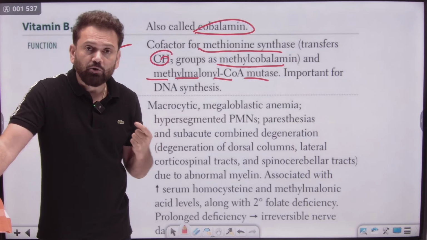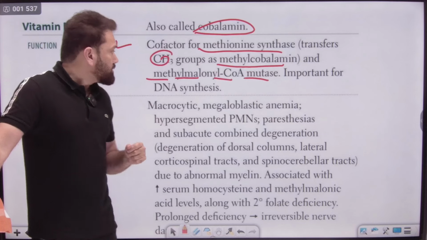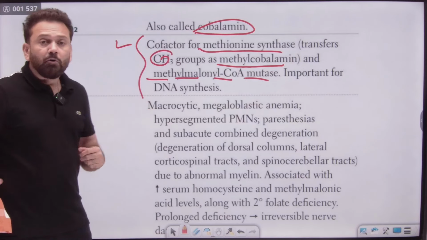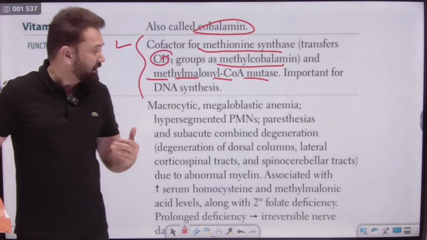Homocysteine level is not good for our CVS, for the heart. So this is very important. At least remember this much. What else is to be remembered regarding vitamin B12?